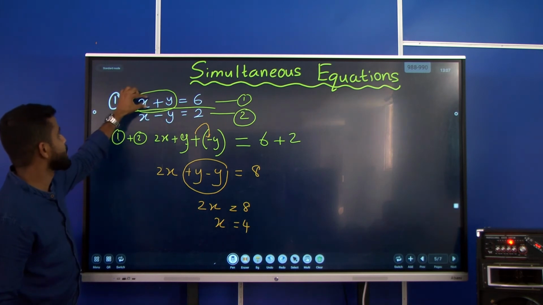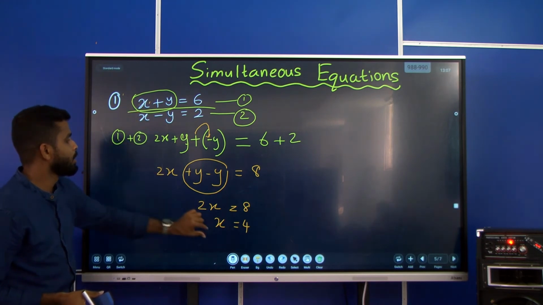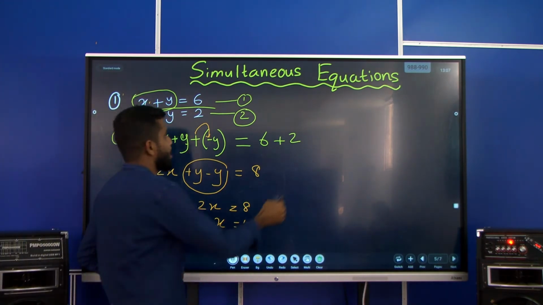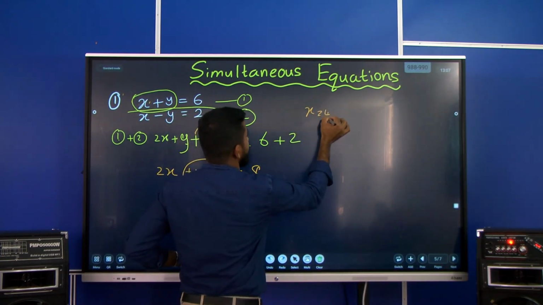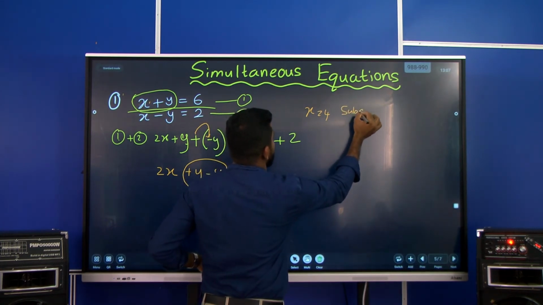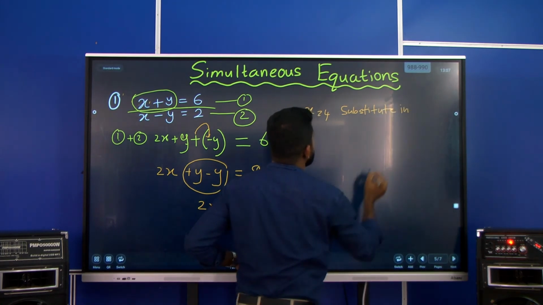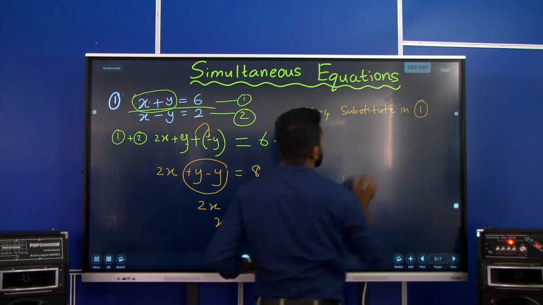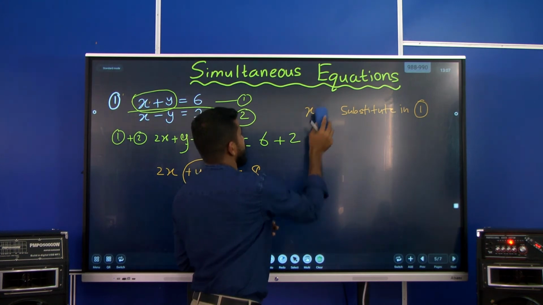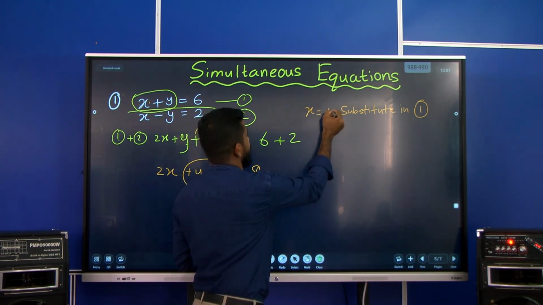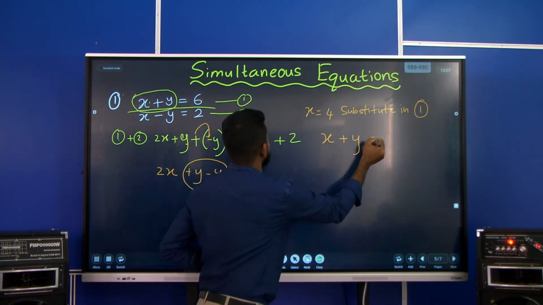This x is equal to 4. We have to substitute this in the first equation. This is your choice. We can choose the first equation or the second equation. You apply this and find the value of y. I'm going to do it here. x, you have to write it in words. x equals 4. Substitute in, no need to write the equation, just put a 1 and put a round bracket over it. Then x plus y equals 6.